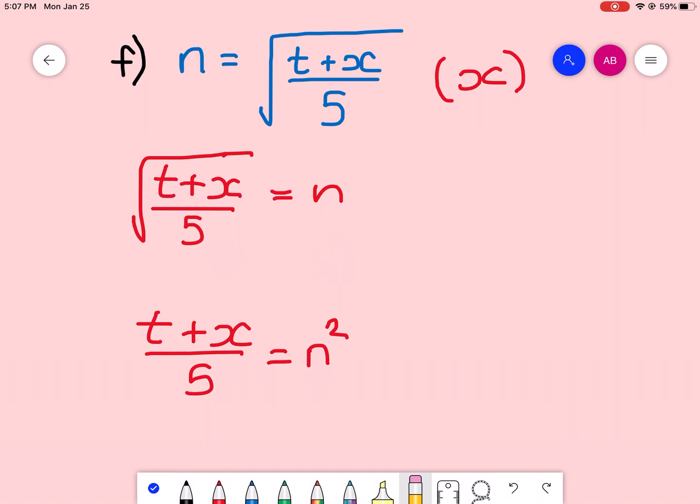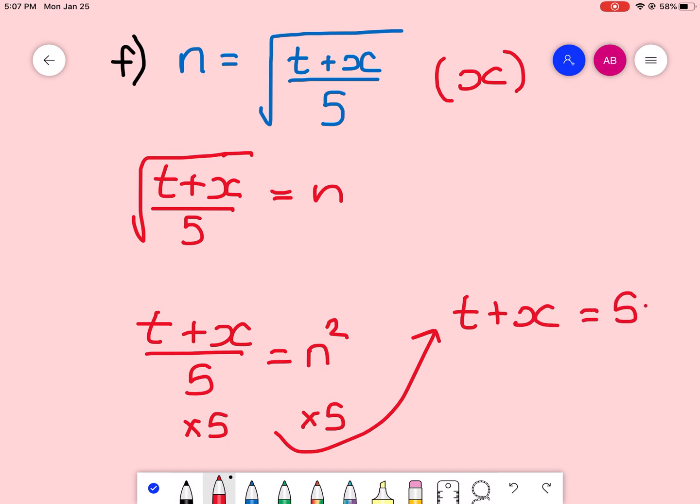Neither of my other terms, the t or the 5, has been squared because it was contained underneath the square root. The next step here is to multiply both sides by 5. And I'll just continue the calculations on the side. Therefore, t plus x equals 5n squared. Last step then is to remove the t, so we take that away since it's positive, and x is 5n squared, subtract t.